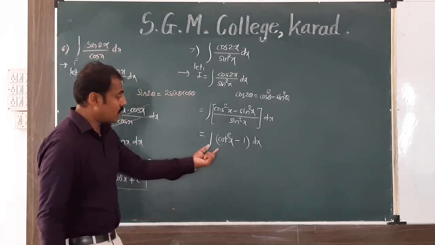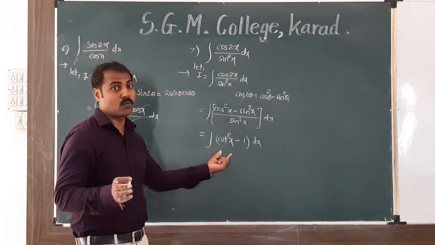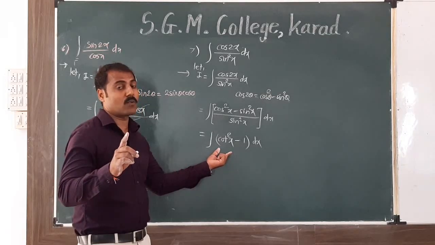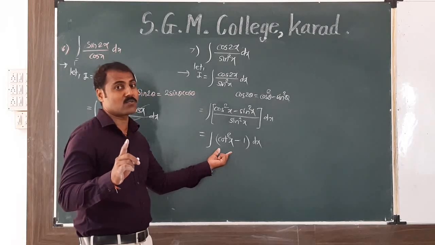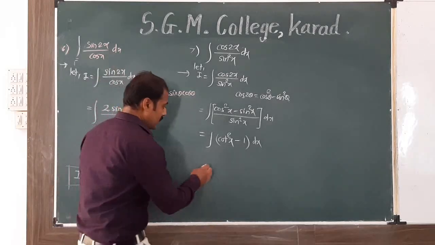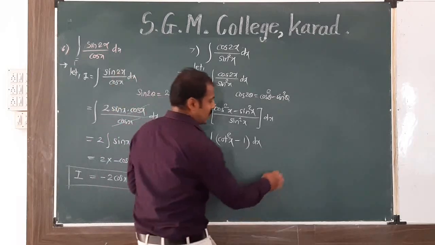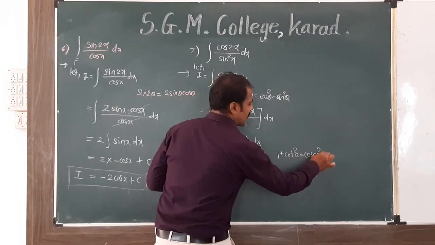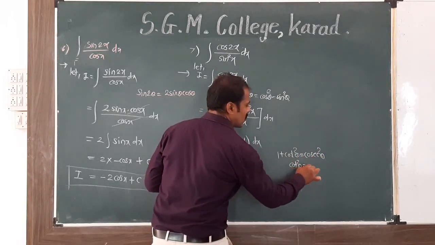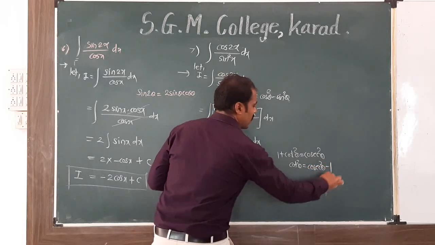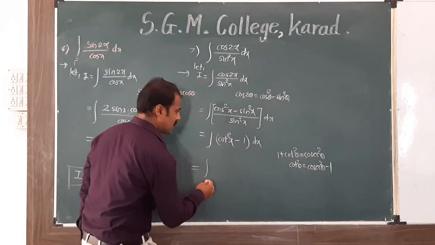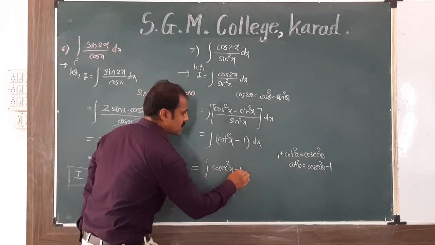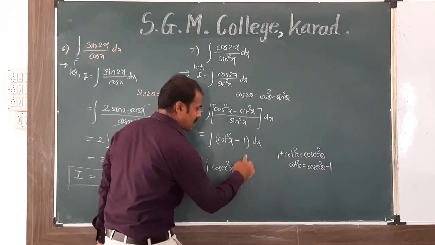But we don't know the integration of cot square x directly, but we know how to find it. Remember, while finding integration of tan square x and cot square x, we use a fundamental identity. So the fundamental identity is what? 1 plus cot square theta is equal to cosec square theta. So cot square theta is equal to cosec square theta minus 1. So the integration becomes integration of, instead of cot square x I can write cosec square x minus 1, and here is another minus 1.